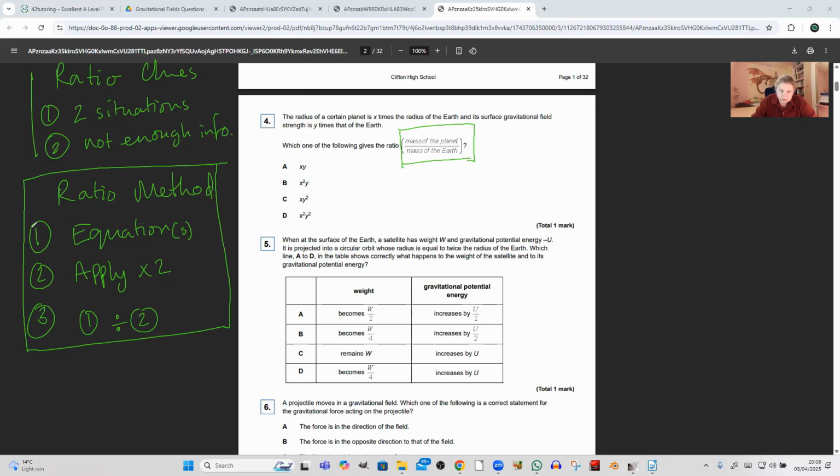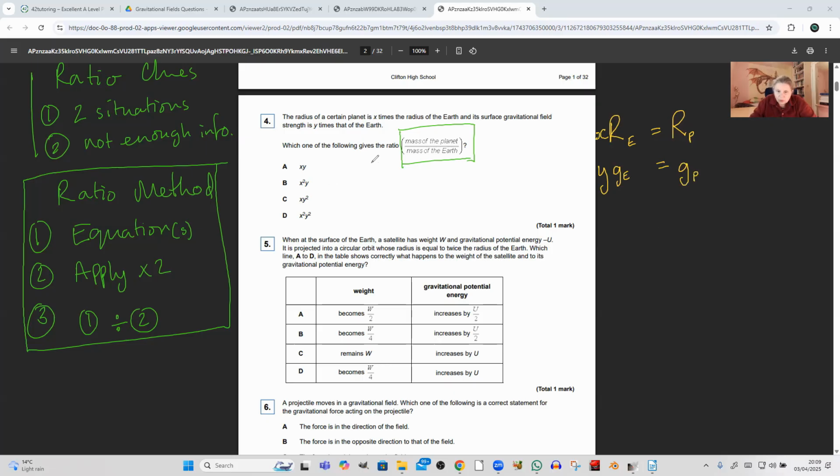Right, so the first thing we've got to do is figure out what equation we're going to use for question 4. It tells us that the radius of a planet is x times the radius of the Earth. So if we have the radius of the Earth and we multiply it by x, that is the radius of the planet. Okay, what else have we got? The surface gravitational field of the planet is y times that of the Earth. So if I call G with the subscript E the gravitational field strength of the Earth, y times that is the gravitational field strength for the planet.